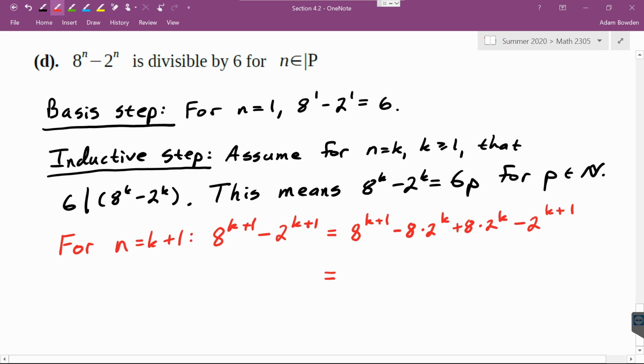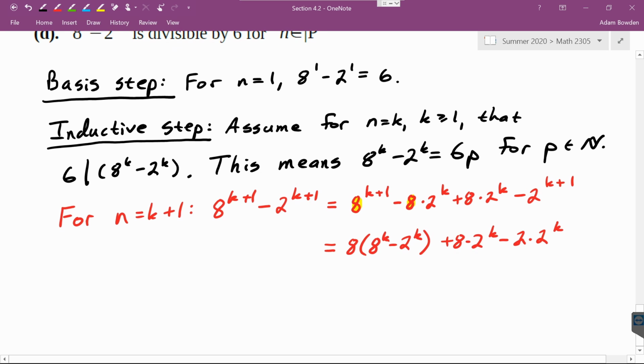So sometimes we do that. Sometimes we have to add and subtract the same thing in order to make things go in the right direction. By doing what I've done here, I've put an 8 that can be factored with another 8 in the front. So we're going to change this into 8 times (8 to the k minus 2 to the k) plus 8 times 2 to the k minus, we're going to write the last part as 2 times 2 to the k.